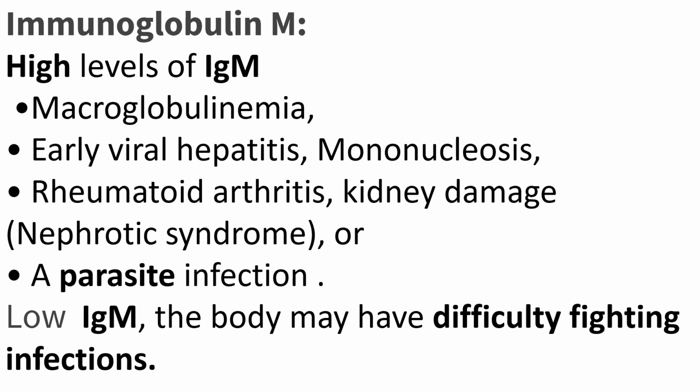High levels of the immunoglobulins indicate that the individual might be suffering from heteroglobulinemia or early viral hepatitis, infectious mononucleosis, rheumatoid arthritis, nephrotic syndrome, or it indicates the presence of parasitic infections. Individuals with low levels of IgM find difficulty in fighting infections.